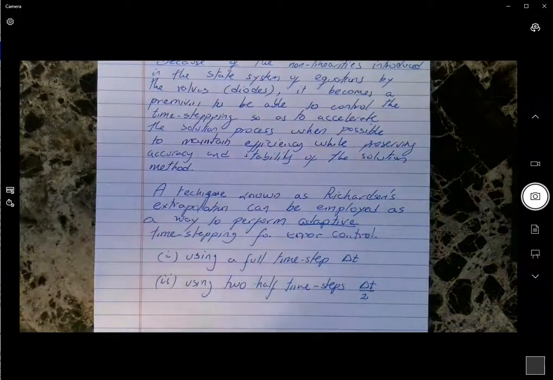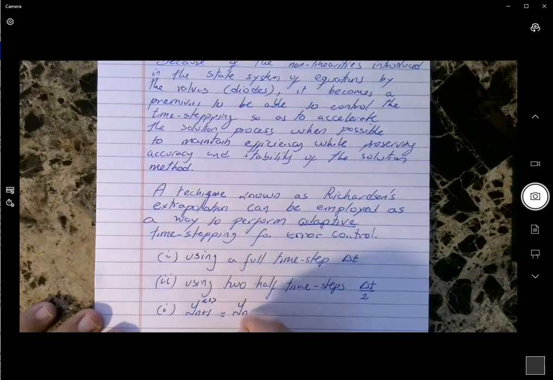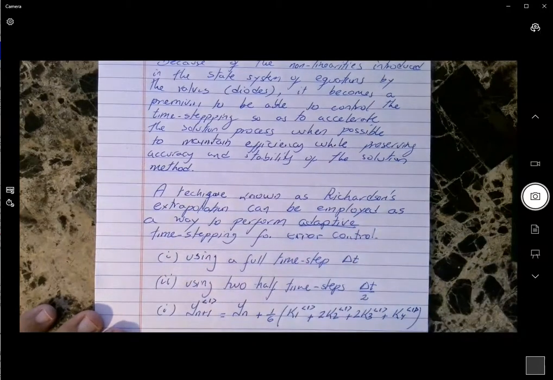So the first solution would be y at n plus 1 at the first time level should be y at n. So y at the next time level should be y at the previous time level by approximation number 1 plus 1/6 of k1 using approximation number 1 plus 2k2 using approximation number 1 plus 2k3 using approximation number 1 plus k4 using approximation number 1. What I mean by approximation number 1 is this approximation, a full time step.